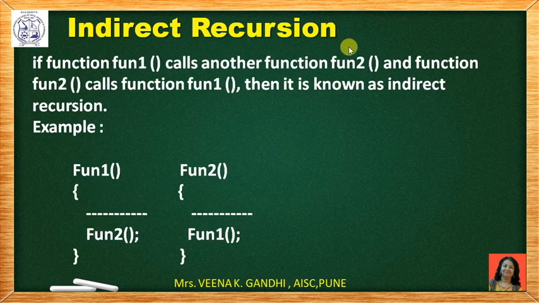Now in indirect recursion, if function fun1 calls another function fun2 and function fun2 calls function fun1, it is known as indirect recursion. Here you can see an example. The fun1 function contains the call for fun2, and the fun2 function contains the call for fun1. Means fun1 calls fun2 and fun2 calls fun1 indirectly.